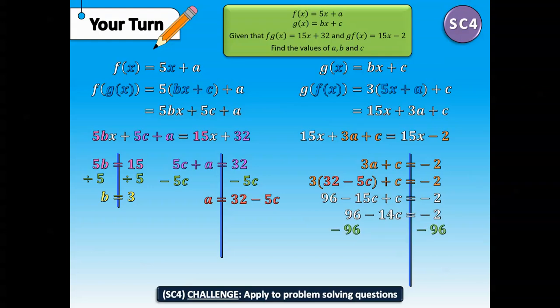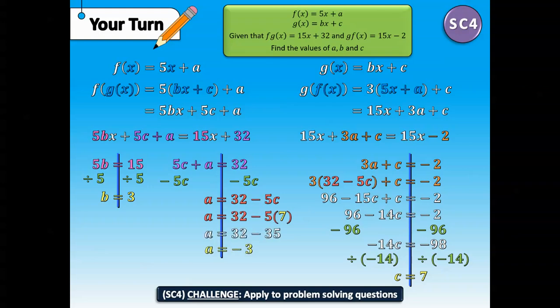So we can take 96 off both sides, and divide both sides by minus 14. So c equals 7. And we can work out a by substituting c equals 7 into the equation. So a must equal minus 3. So a equals minus 3, b equals 3, and c equals 7.